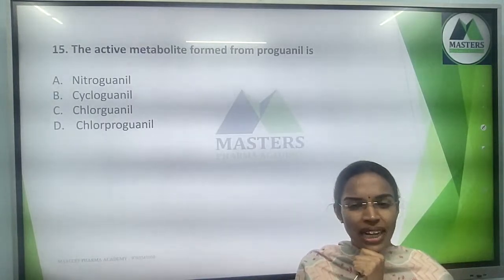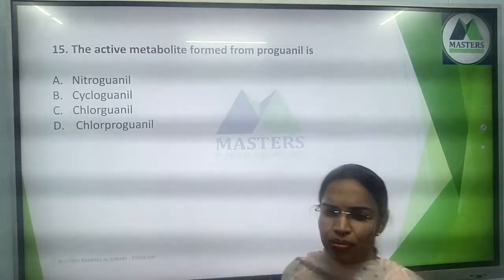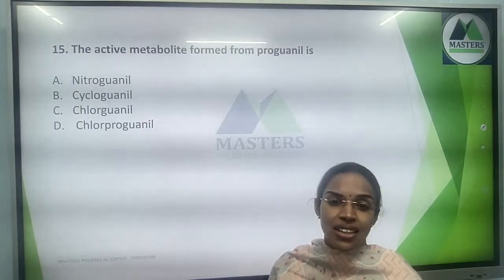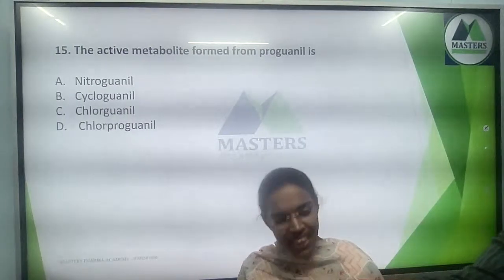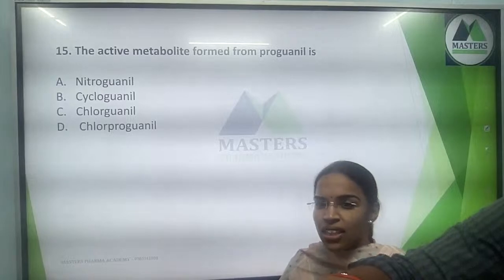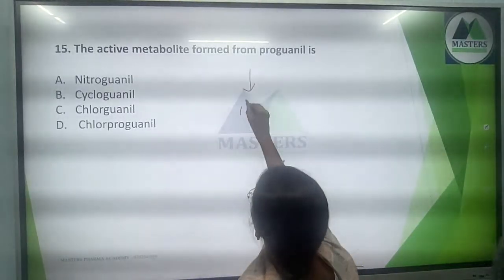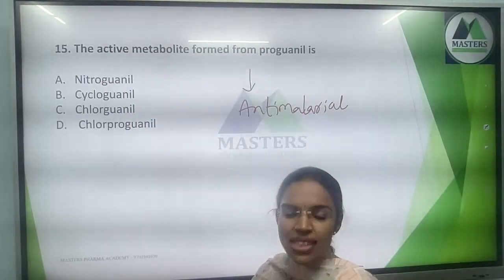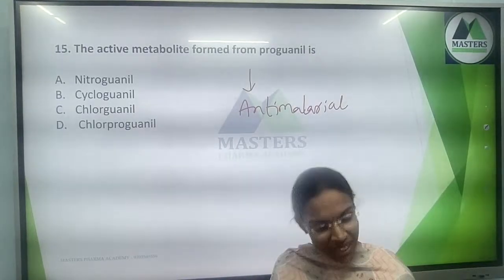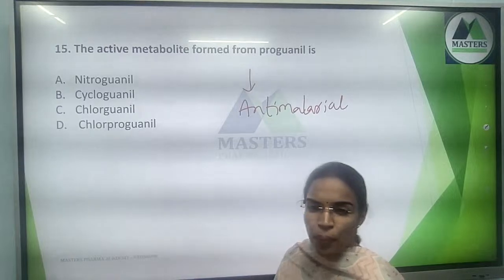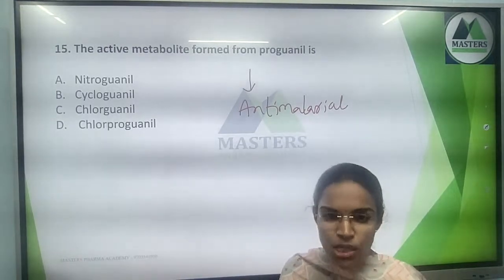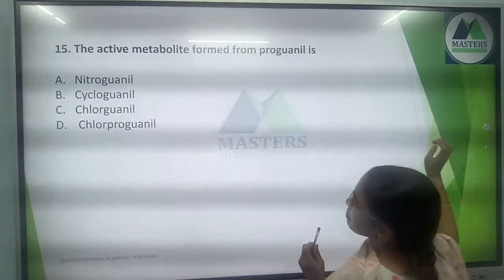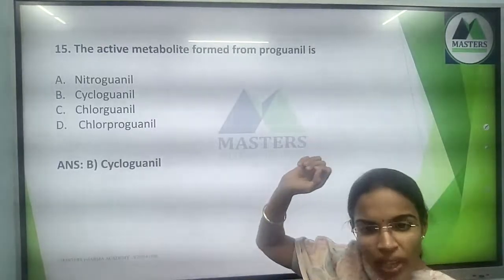The active metabolite formed from proguanil is cycloguanil. What kind of a drug is proguanil or cycloguanil? What is it used in? What is its action? What is its category? Yes, it is an anti-malarial agent. Very good. It is a dihydrofolate reductase inhibitor. It is an anti-malarial and acts by inhibiting the dihydrofolate reductase enzyme. Nice concepts. The answer is B, cycloguanil.